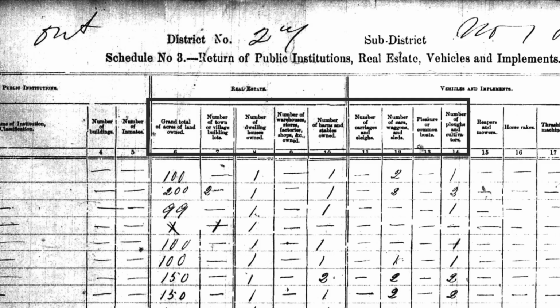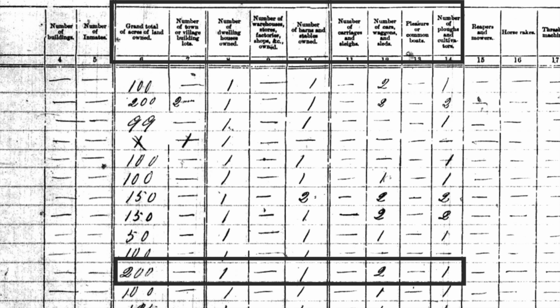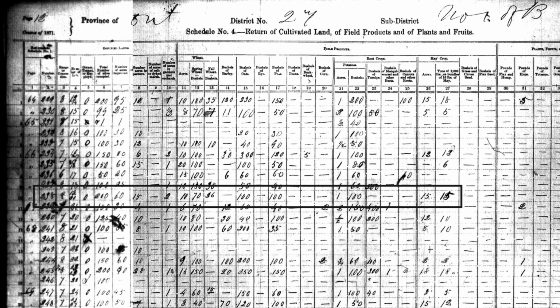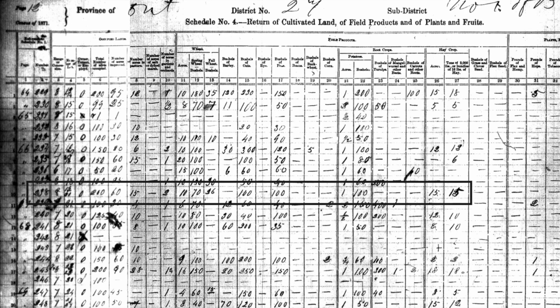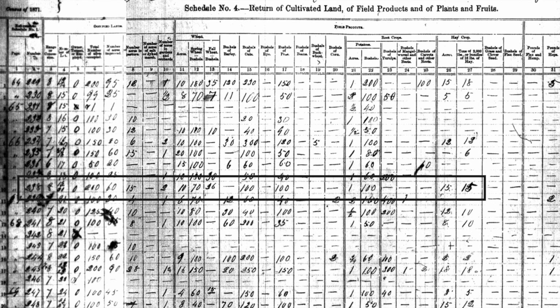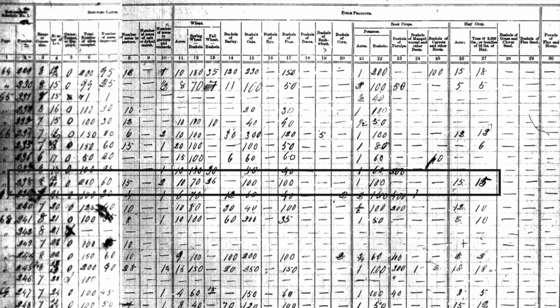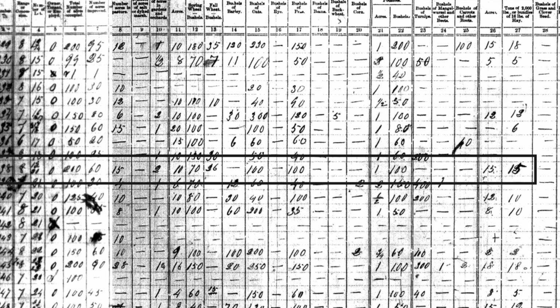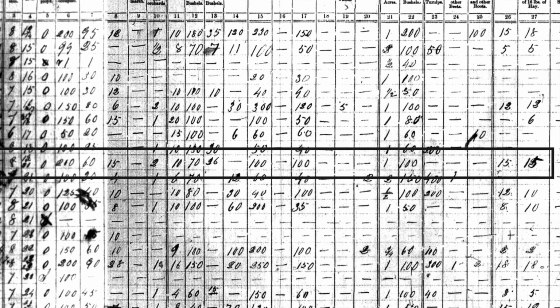According to Schedule 3 of the 1871 census, the family owned 1 dwelling house, 1 barn or stable, 2 carts, wagons or sleds, and 1 plow or cultivator. Schedule 4 confirms the family's lot in concession and shares that they own 200 acres, 60 of which were improved. Their crops included 10 acres of wheat, 15 acres of hay, 100 bushels each of oats, peas, and potatoes, and 12 bushels of apples.